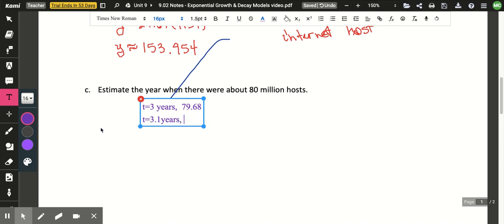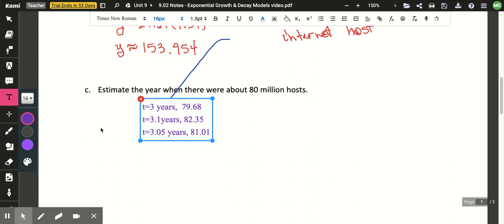Put that in my calculator. I get 82.35. So that's a little high. So 3.1 is too much. So I think what I would try next is maybe splitting the difference between them. Exactly halfway between 3 and 3.1 would be 3.05. If I put that into my equation, it gives me 81.01.